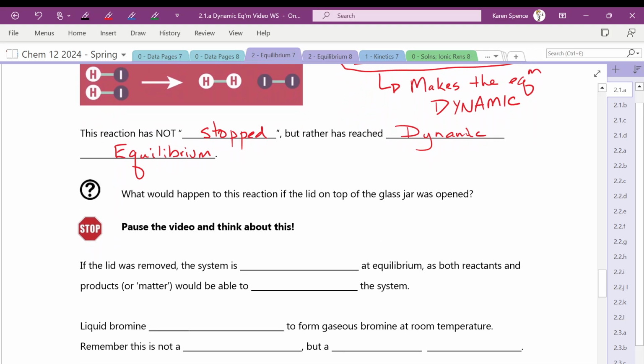What would happen to this reaction if the lid on the top of the glass was opened? If the lid was removed, the system is no longer at equilibrium, as both reactants and products, or matter, would be able to escape. Yes? Dynamic means changing.